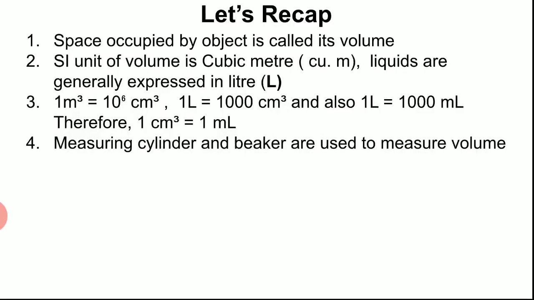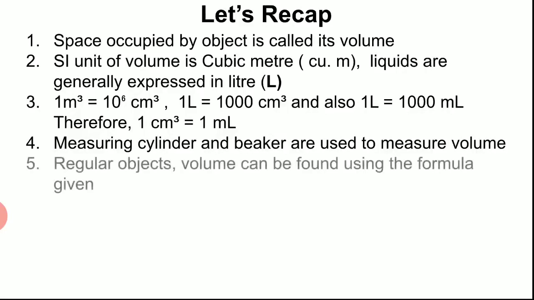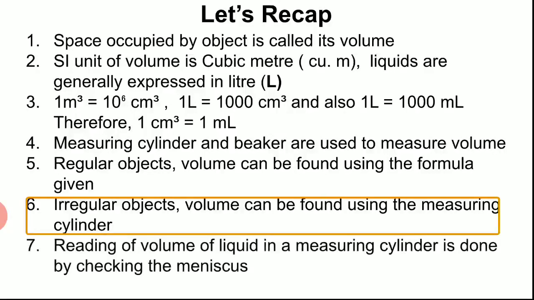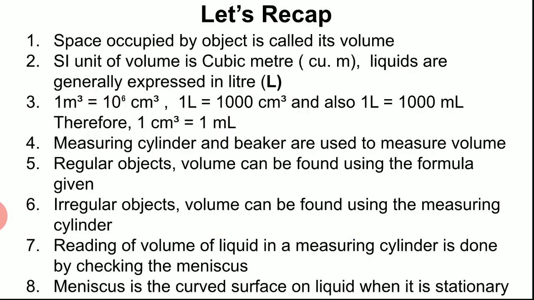We know measuring cylinders and beakers are used to measure the volume of liquids. For regular objects, we have certain formulae which we can use to find the volume. For irregular objects, we carried out some experiments using a measuring cylinder and found the volume by the change in the volume of the liquid in which the irregular object was immersed. And then we read the volume by checking the meniscus. Now meniscus is the curved surface of a liquid when it's stationary. Yes, all this we had done in the previous presentation.